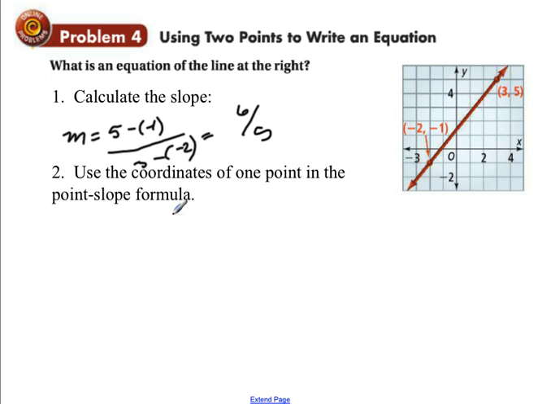Use the coordinates of one point in the point-slope formula. So you can pick either of those points. It doesn't make any difference. So I'm going to do y minus the y-coordinate, I'll choose 5, is equal to, and then my slope was 6/5, and then my x-coordinate for that same point is 3, and so that's what our equation would look like in point-slope form.